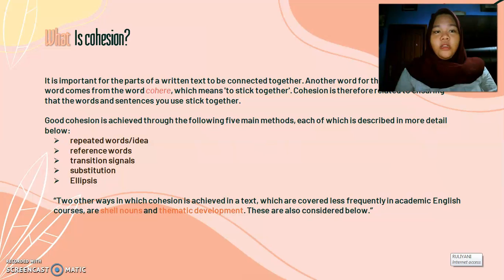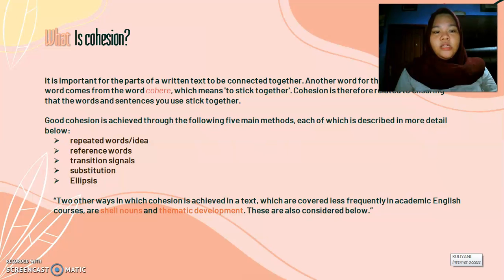What is cohesion? It is important for the parts of a written text to be connected together. Another word for this is cohesion. This word comes from the word cohere, which means to stick together. Cohesion is therefore related to ensuring that the words and sentences you use stick together.